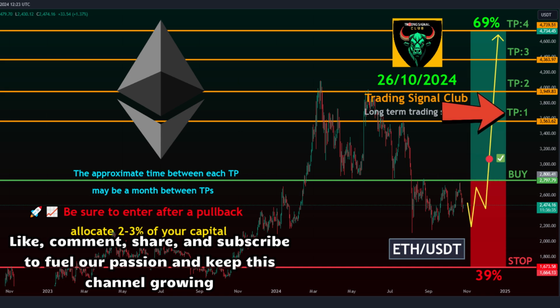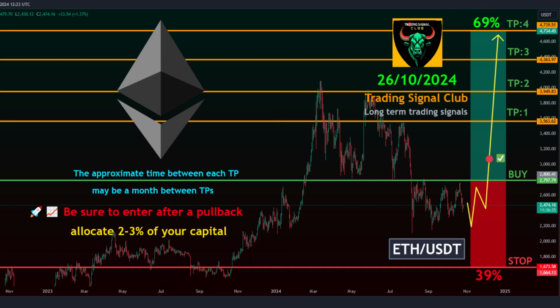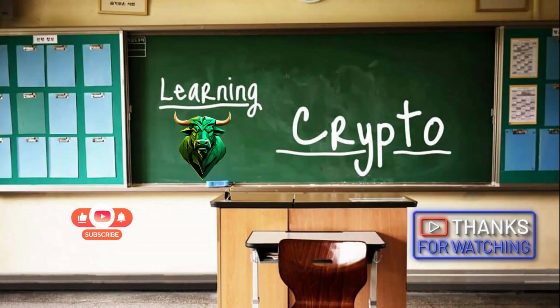Take profit targets. Target 1: 3,563.62. Target 2: 3,949.83. Target 3: 4,363.97. Target 4: 4,739.51. Stop level: 1,673.38.